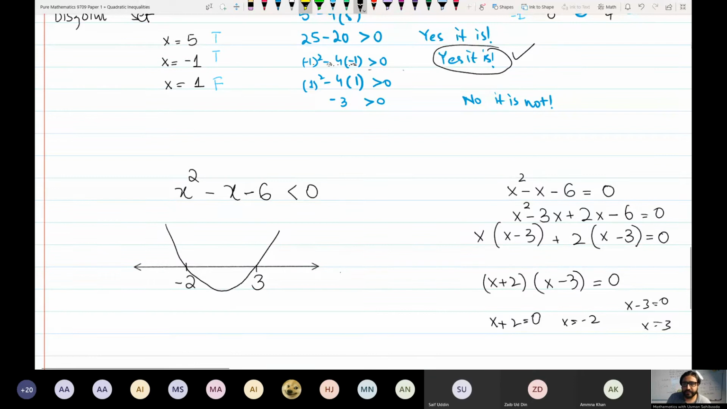Look at the inequality's direction. They need less than 0. They basically need when is y less than 0, when is it below the x-axis. This is the region where it's below the x-axis. This part here is where it's below the x-axis. So what are the values of x which you need? You need values of x between -2 and 3, when it's below the x-axis.